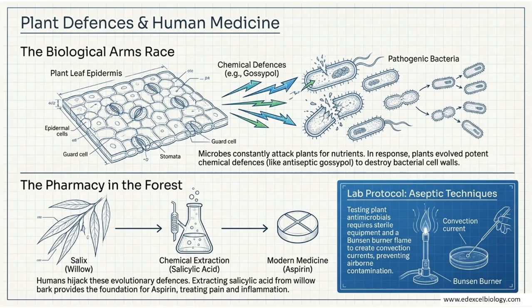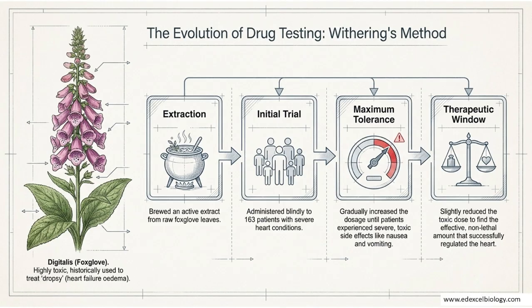So in desperation, the patient goes to a local folk healer who administers a secret herbal soup. The patient drinks it and makes a miraculous recovery. The fluid drains, the heart stabilizes. And Withering, being a scientist, tracked down the healer and acquired the recipe. It contained 20 different botanicals, but Withering's expertise allowed him to isolate the single active ingredient doing the heavy lifting, which was the foxglove plant.